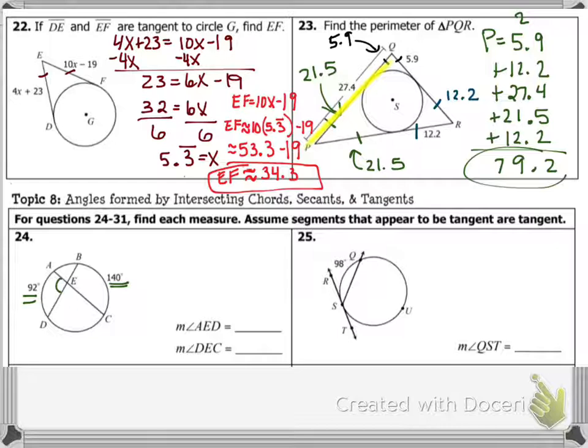So angle AED, let's just say that that's x degrees. X is going to be the average of them. So I'm going to add up 140 and 92 and divide that by 2. And that's 116, and so that's the angle inside there.